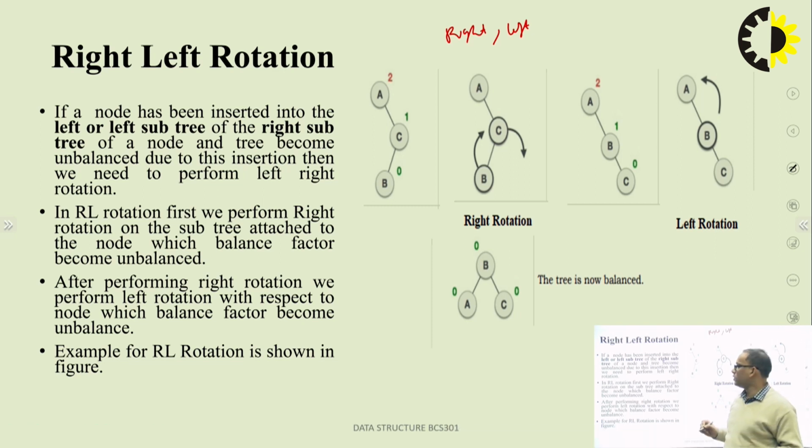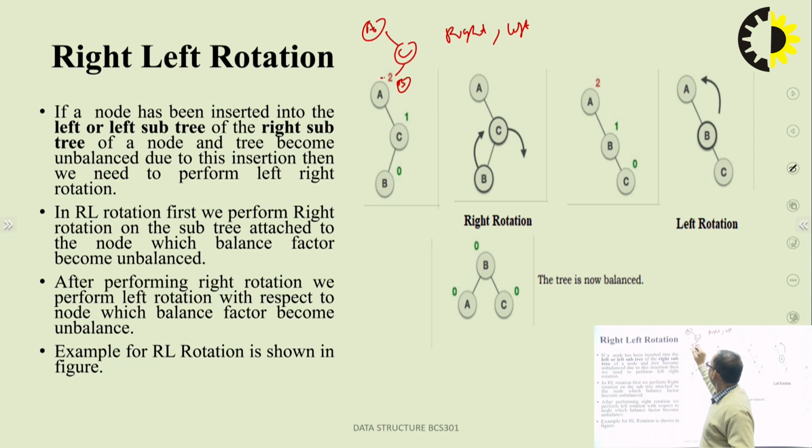When it will be performed, suppose we have a node A. Now we are going to insert C. Since C is greater than A, it will be inserted in the right. Now we are going to insert B. B is greater than A, so it will go in the right subtree of A, but B is less than C, so we will insert it in the left of C. So balance factor of B is 0 and balance factor of C is -1.